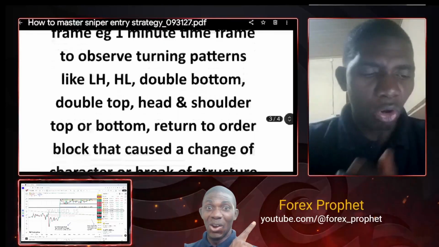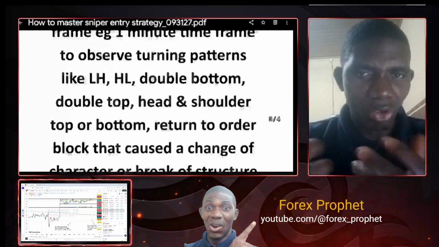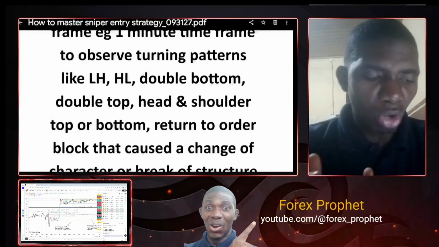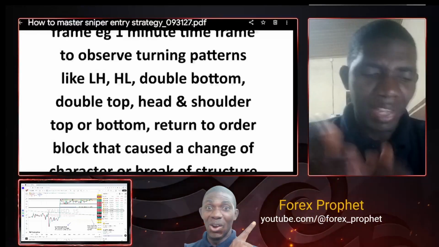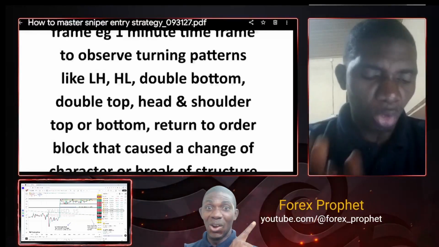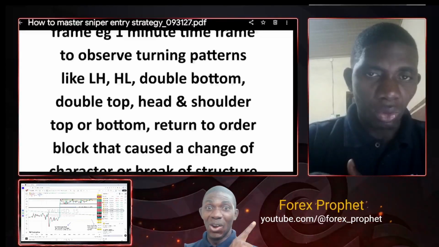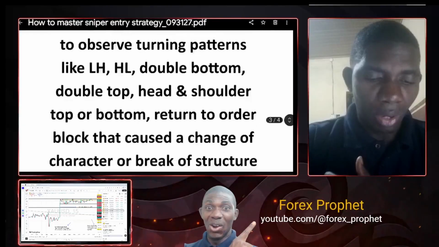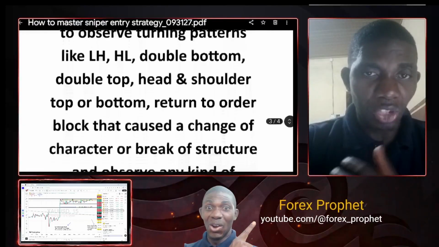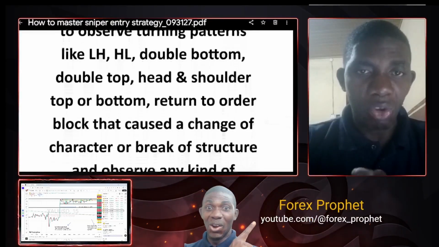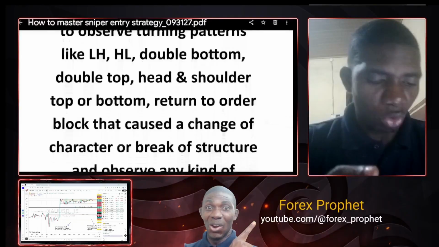You'll be looking for lower highs, higher lows, double bottom, double top, head and shoulder top or head and shoulder bottom, and then they return to the order block that caused a change of character, or the order block that caused a break of structure. So you come to all those places. What are you going to be looking at? You're looking for a turning pattern.